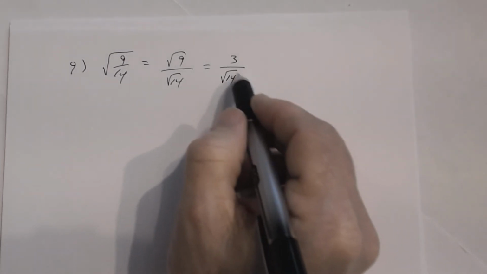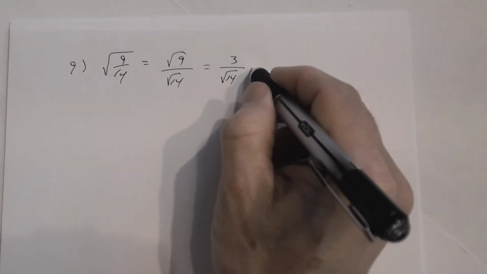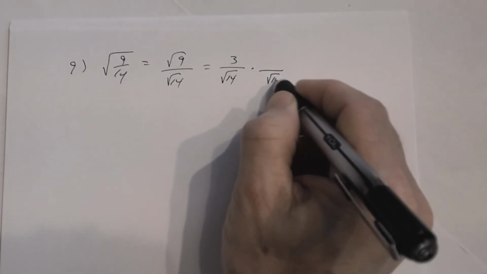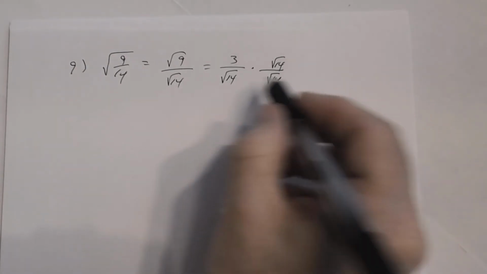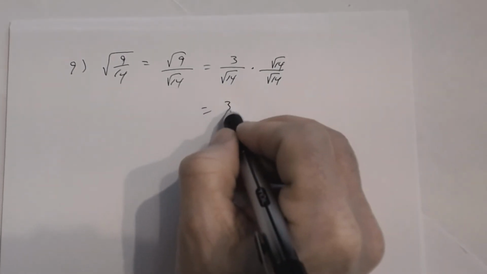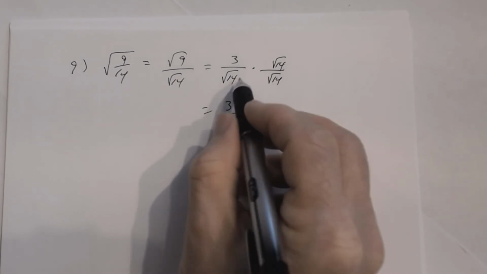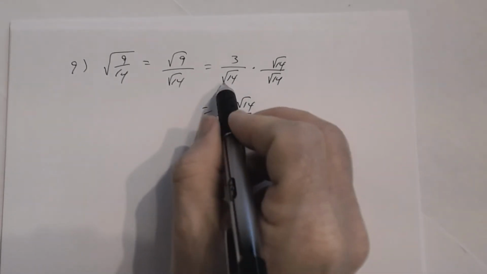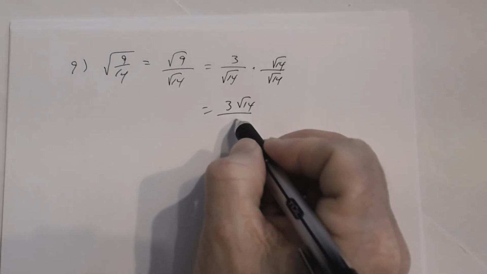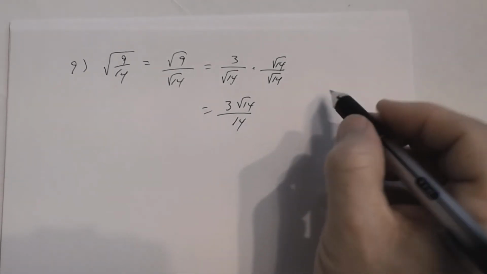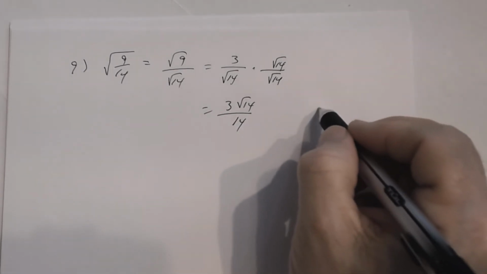So the only perfect square that goes into 14 is 1. So I'm just going to go ahead now and multiply both numerator and denominator by the square root of 14. And so now the numerator, I have 3 square root of 14. And then right away, most of you should know that the square root of 14 times the square root of 14 is just what? 14.